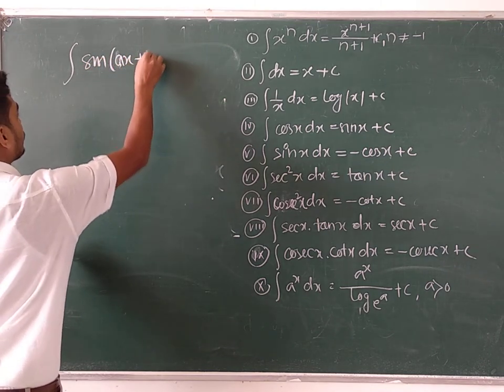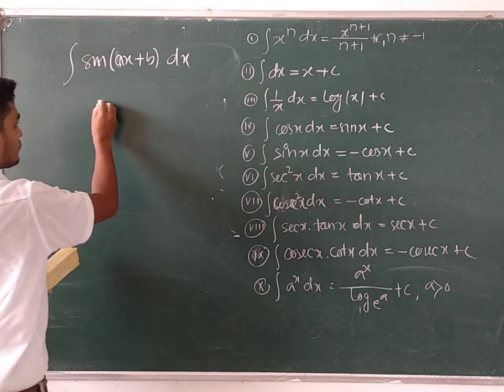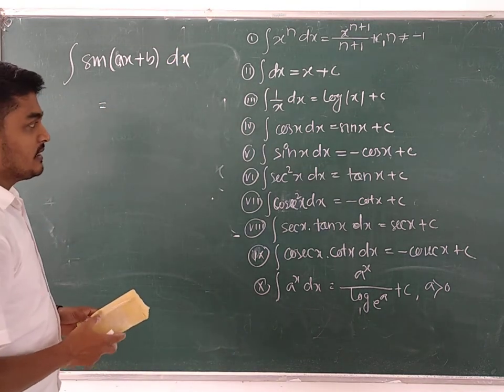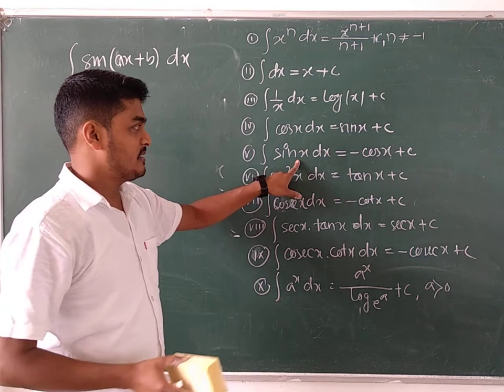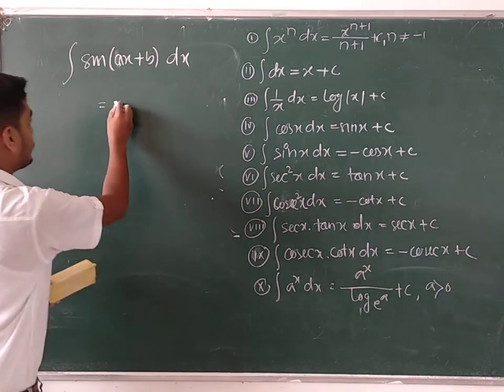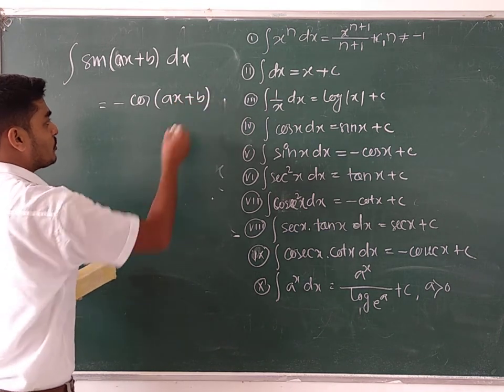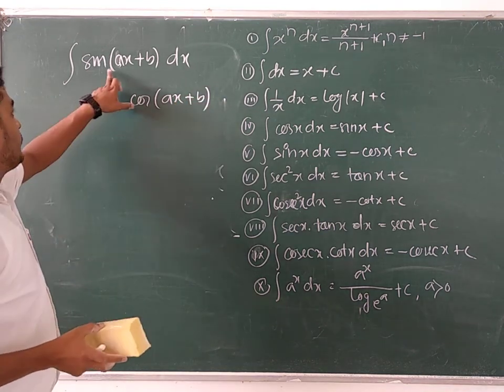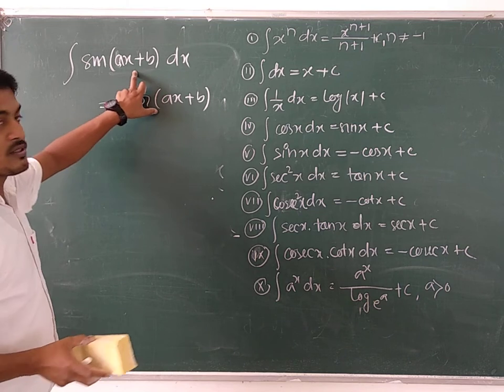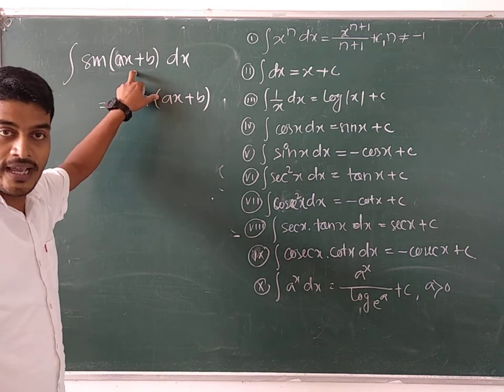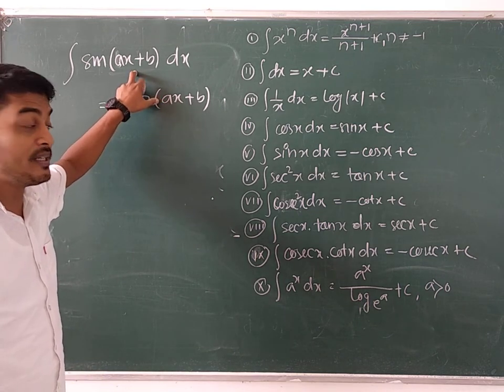Integration of sin x is equal to minus cos x, so directly we will write minus cos of ax plus b. One thing to remember here: whenever in place of x one linear expression will be there.